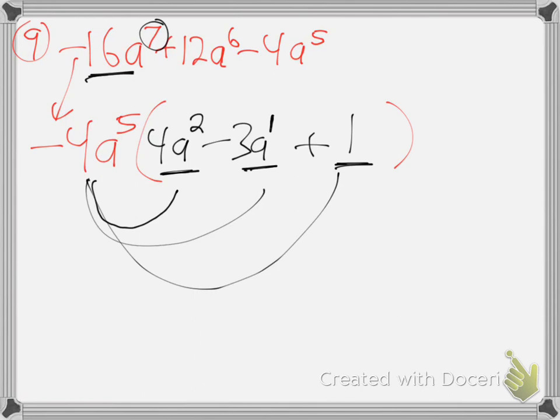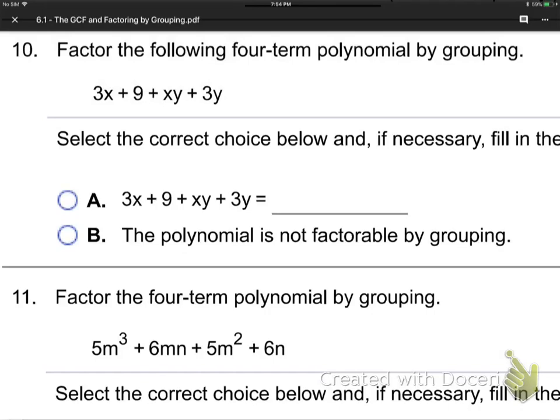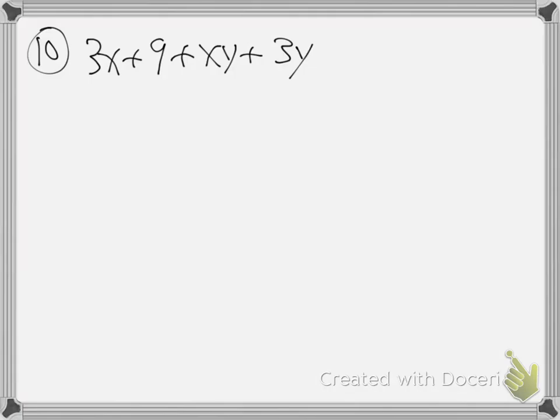Tracking with me? So when we do the GCF, we find the biggest number that goes in and take the smallest power. Because that's the greatest amount they have in common. Right? We good? Okay, so they want me to factor. What do they even say? 4 term by grouping. Factor by grouping. Okay.